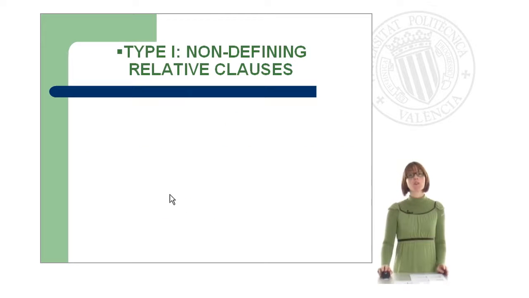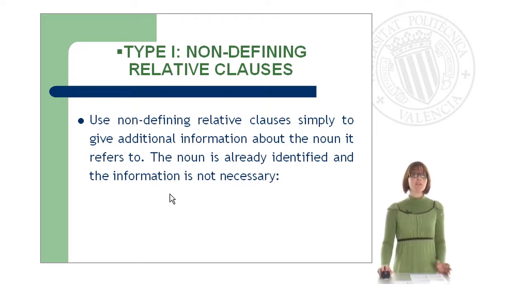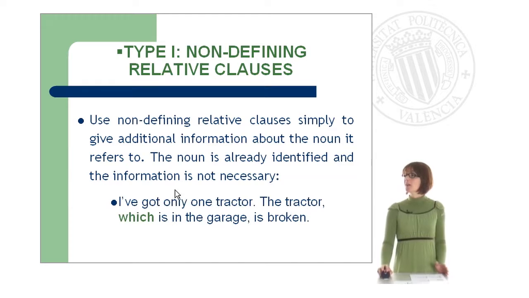On the contrary, we use non-defining relative clauses simply to give additional information about the noun they refer to. So the noun is normally identified. The hearer knows who or what we are talking about. So this information is not necessary. Let's have a look at another example. Imagine that I've got only 1 tractor, and I say, the tractor, which is in the garage, is broken. In this case, the relative clause, which is in the garage, is just providing extra information, because I know and the hearer knows which tractor I am talking about.